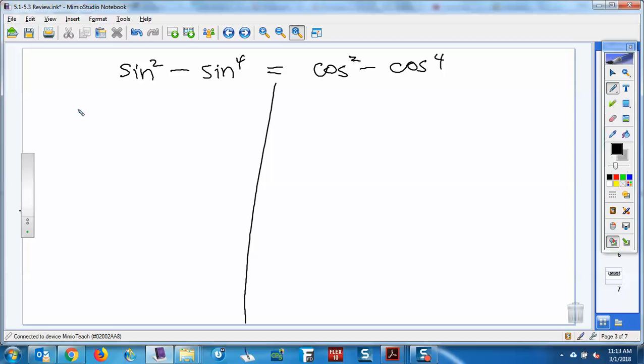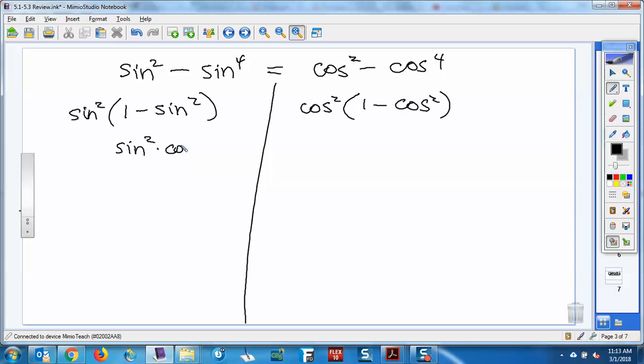But what happens here, if you take out a sine squared here, and then you get 1 minus sine squared like that, and you take out a cosine squared here, and you get 1 minus cosine squared like that, then that works pretty nice, because what's 1 minus sine squared? Cosine squared. So this becomes sine squared times cosine squared, and then this is cosine squared, and then that's sine squared, and now those two are the same. Okay. So taking out, factoring out.